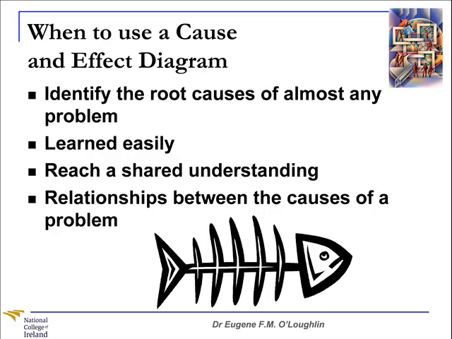So when do we use a cause and effect diagram? Well, it can be used to help identify the root causes of almost any problem that you can think of. This type of diagram is learned very easily by people, and it's very useful in helping teams reach a shared understanding of a complicated problem. We can also use them to organize and analyze the relationships between the causes of a problem. Basically, what it's very good at doing is when something has gone wrong and we don't know what it is, and we're going to use our cause and effect diagram to help us try and figure out what is causing the problem.